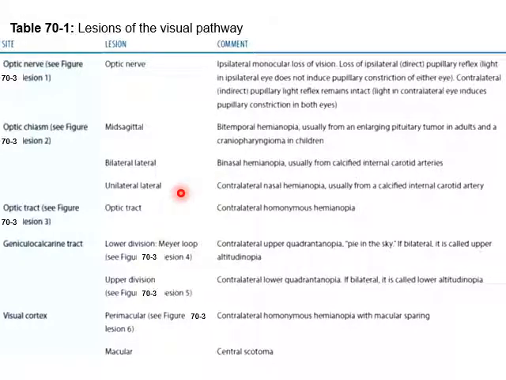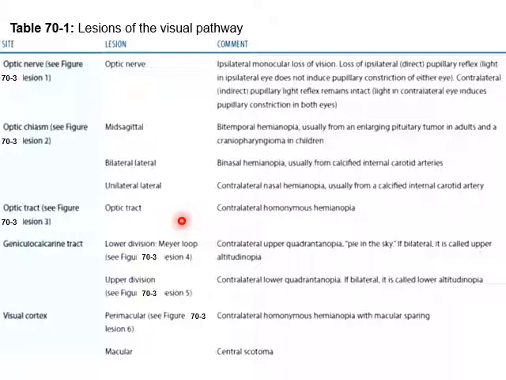When you have unilateral lateral damage of the optic chiasm, that means calcification of the internal carotid artery on one side only, you will get contralateral nasal hemianopia. That means the side that you are damaging from the lateral side, you will affect the temporal fibers that are running without crossing. And these temporal fibers carry the vision from the nasal halves of the visual field. So you will get contralateral nasal hemianopia.